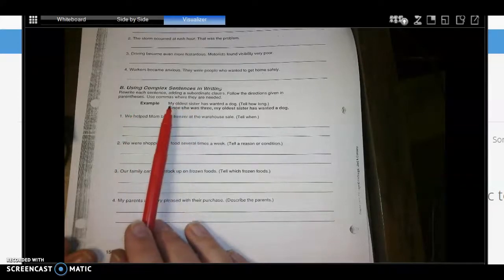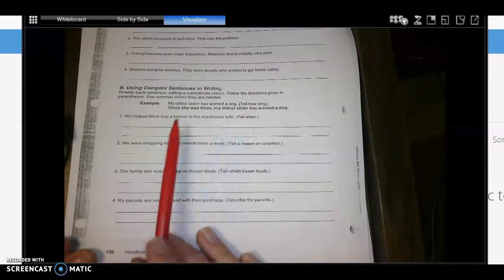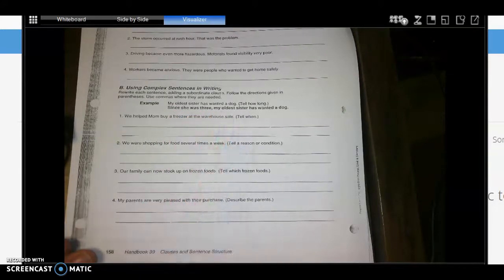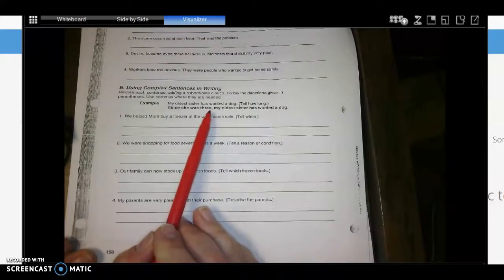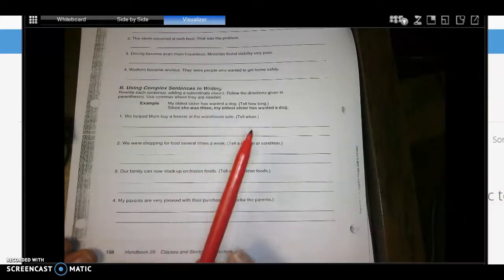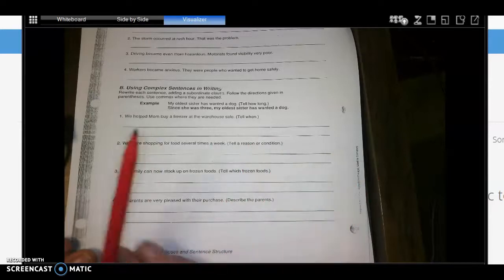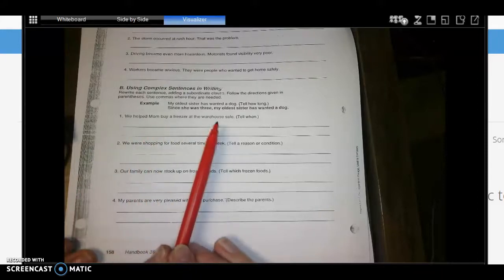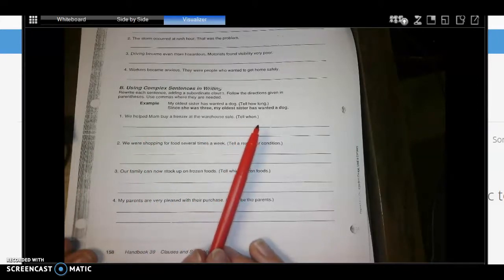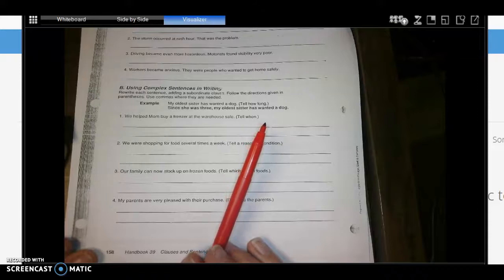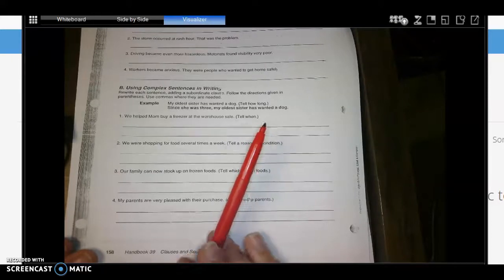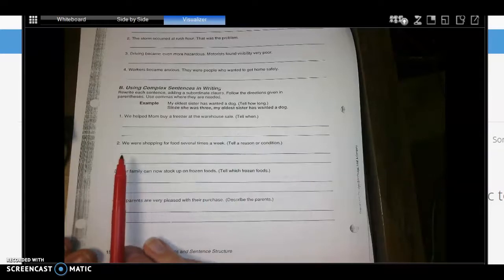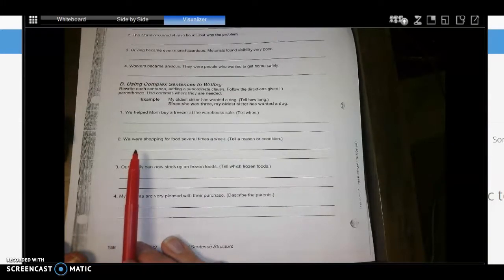The example sentence says, my oldest sister has wanted a dog. Tell how long. Since she was 3, my oldest sister has wanted a dog. Okay? So notice since I put it at the beginning, I do have a comma there. If I wrote it as my oldest sister has wanted a dog since she was 3, I wouldn't use a comma. Okay, so when it goes in at the end like that, we don't use a comma. Okay, we helped Mom buy a freezer at the warehouse sale. Tell when. I would say, when we were at the store yesterday, comma, we helped Mom buy a freezer at the warehouse sale.